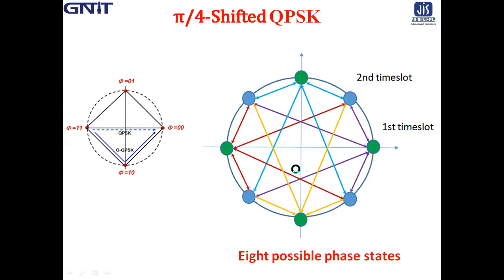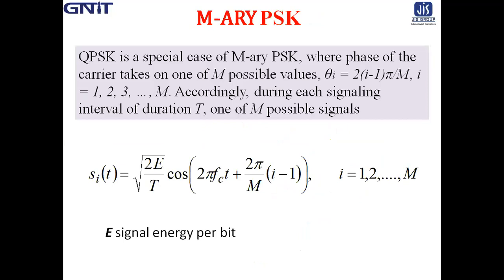So these are the 8 possible phase states for the pi by 4 shifted QPSK modulator. Just 8 possible symbols. So these green points are the new ones, and the blue message points are the earlier ones for the square constellation. So within these 8 possible phase states, the pi by 4 shifted QPSK is shown here. So this is all about the QPSK signal.